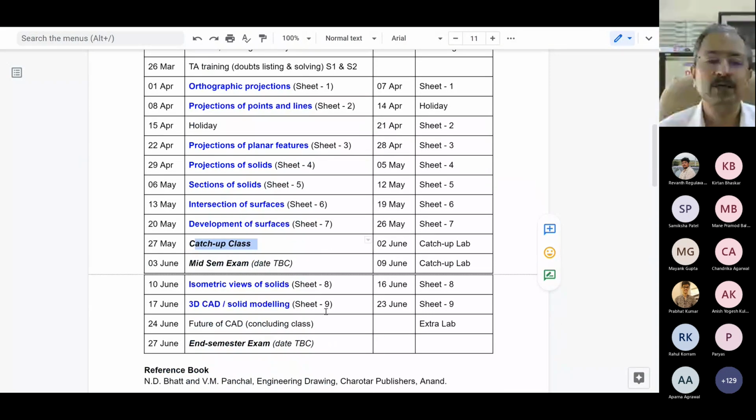What I'm looking at is the possibility that in physical mode, you will have at least maybe, if not 1 or 2 physical mode labs, which is the isometric views of solids. The 3D CAD solid modeling anyway is on your laptops. So we will see how to manage that on your laptops. We will give you some software which you can download or use on the cloud, but all the instructions will come at that point of time. Okay. So right now, only these things.